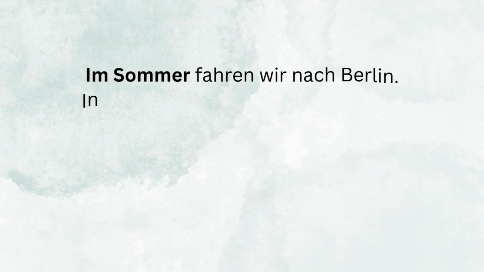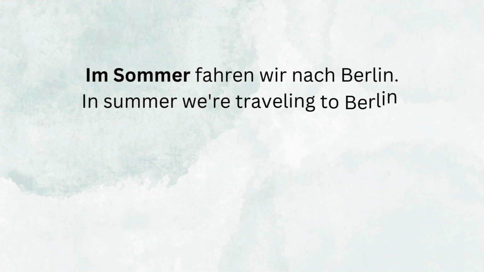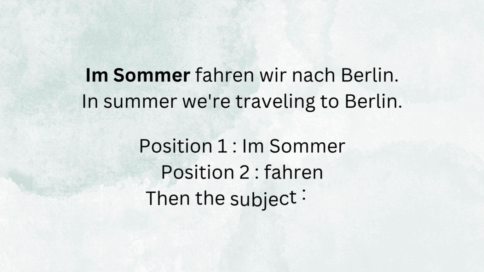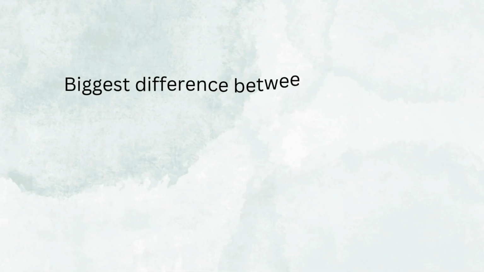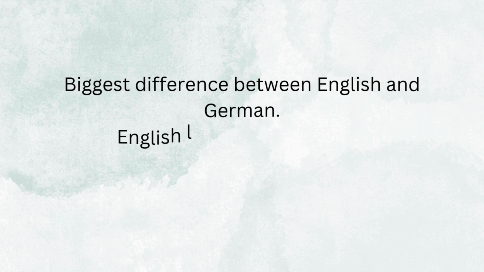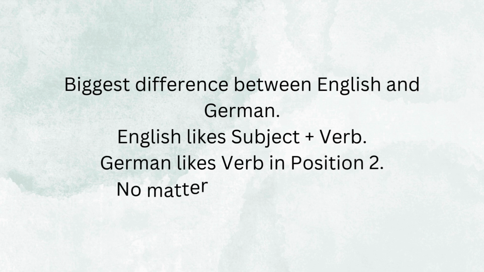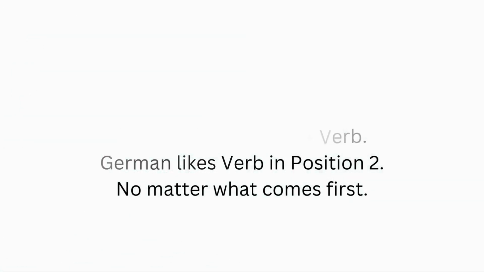Im Sommer fahren wir nach Berlin. In summer we're traveling to Berlin. Again, position 1, Im Sommer. Position 2, fahren. Then the subject, wir. This is probably the biggest difference between English and German. English likes subject plus verb. German likes verb in position 2, no matter what comes first. Remember this one rule, and you've already mastered one of the biggest parts of German sentence structure.